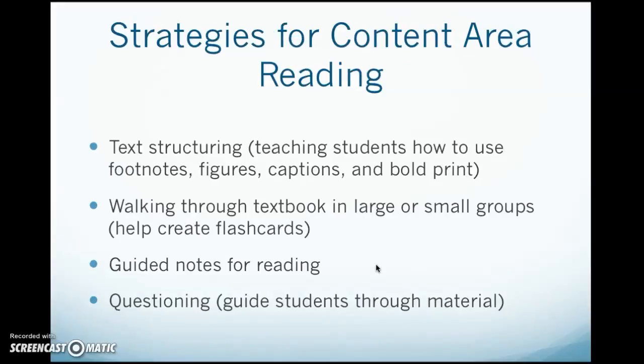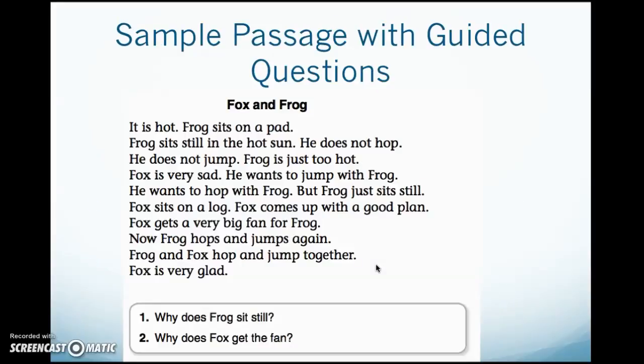Strategies for content area reading are text structuring, teaching students how to use footnotes, figures, captions, and bold print. Walk through the textbook in large or small groups. Help to create flashcards, guided notes for reading, and questioning. Guide students through the material. Here's a sample passage with guided questions on the first grade level about the fox and the frog. So the passage is there, and then there are some guided questions to help the students comprehend what they have read.